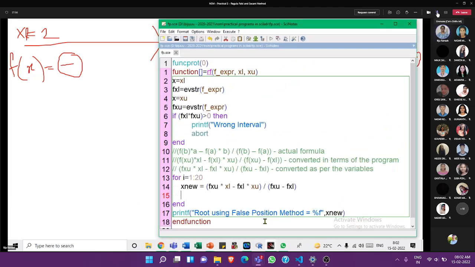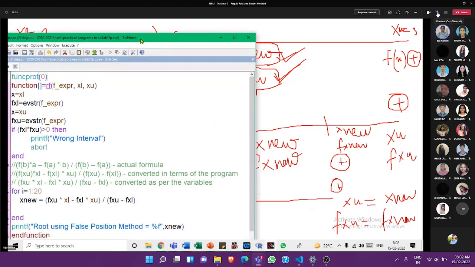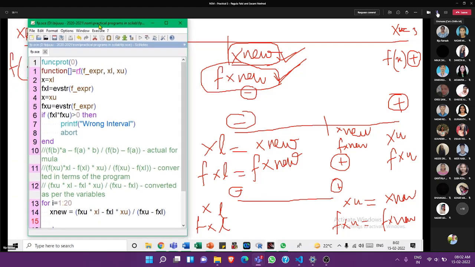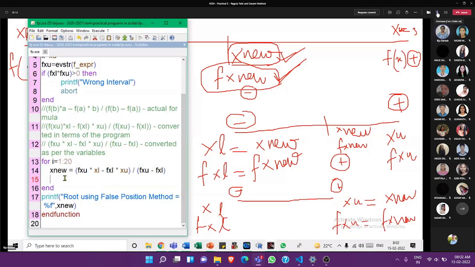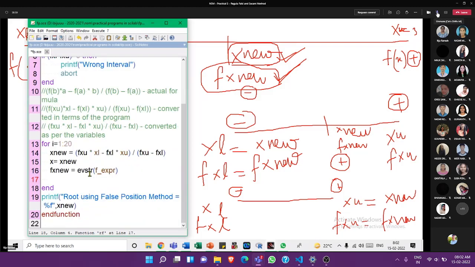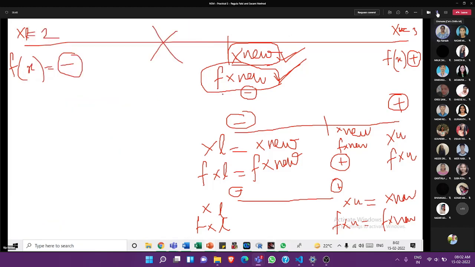So we go for writing it exactly how you saw here. So we go for finding fx new. For that you have to assign x is equal to x new because your equation is in terms of x. So evaluate f underscore expr. So we got x new, fx new also we have. We have both here. Okay, so this is there with us.